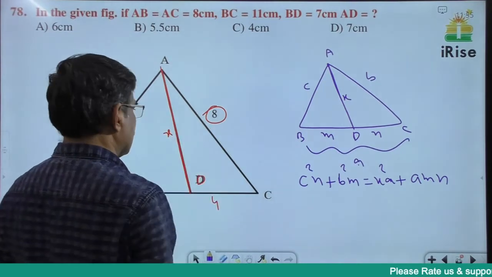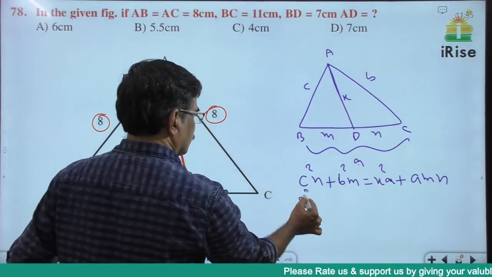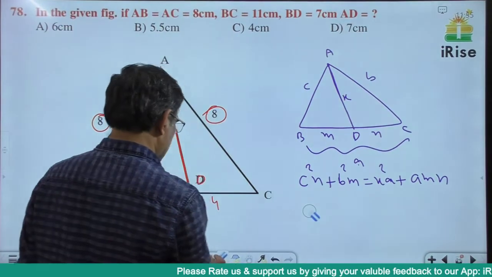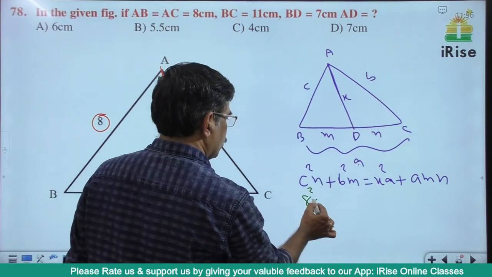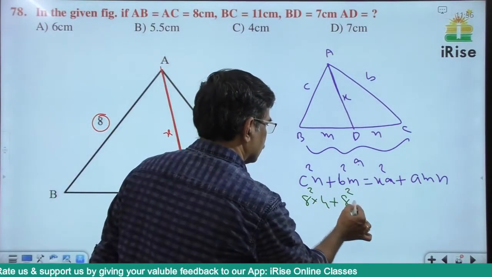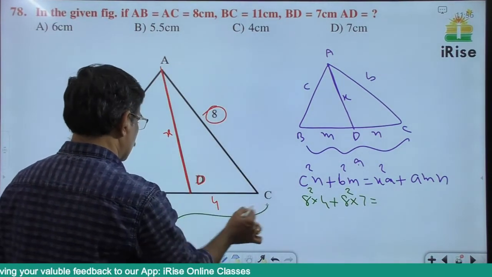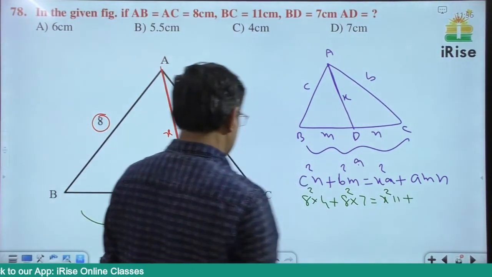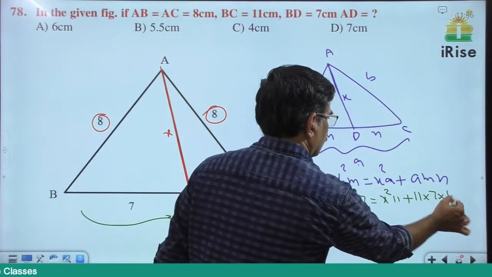Here I want to use this formula. This is 8 square into 4 plus 8 square into 7 is equal to x square into this total, which is 11, plus 11 into 7 into 4.